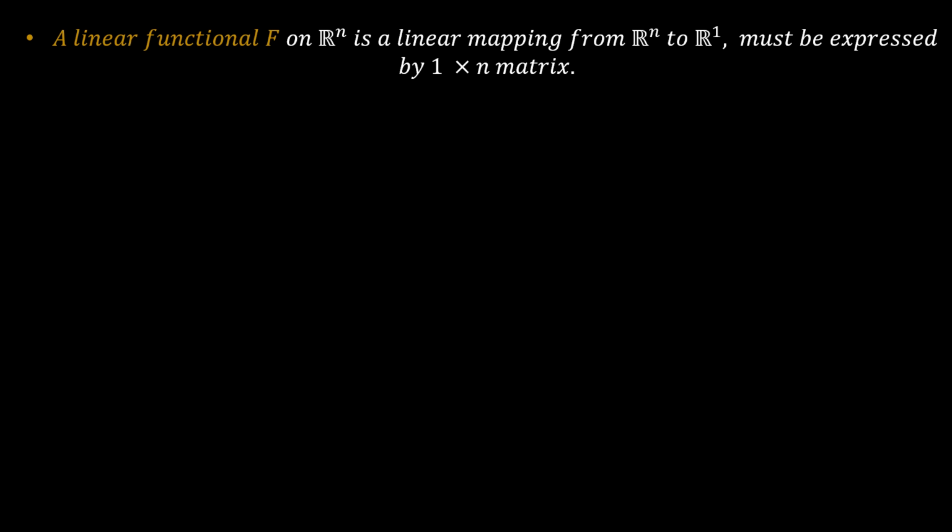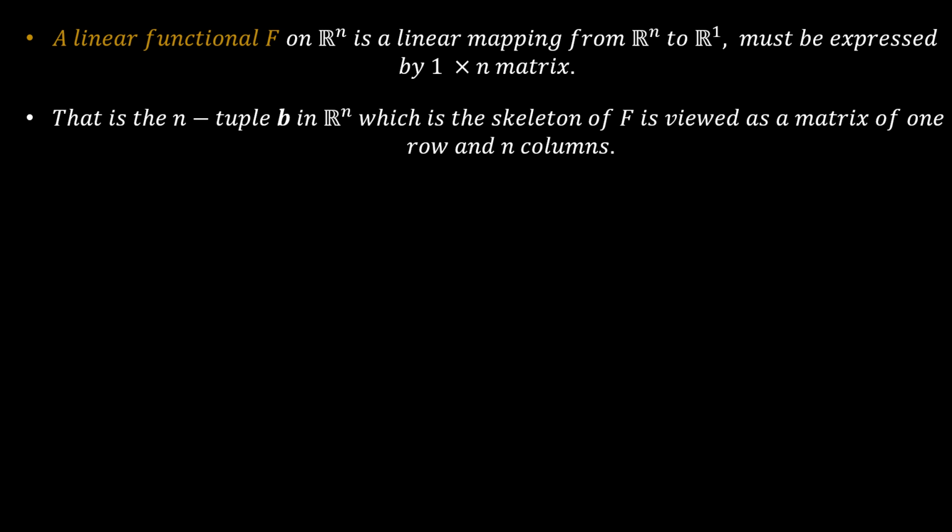So that when you have this 1 by n matrix corresponding to this linear function of f, and you multiply it to a vector of n, or to an n tuple, then you get one real number. So what that means is that the n tuple b, which is an element in R to the n, which is a skeleton of f, is viewed as a matrix of one row and n columns, right? So one row and n columns.